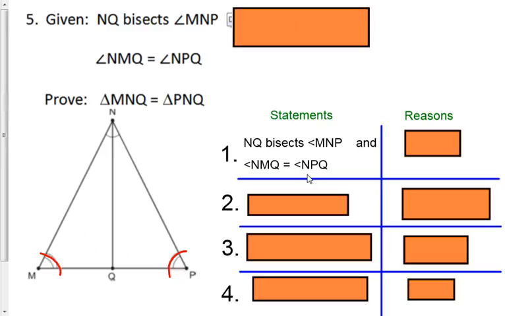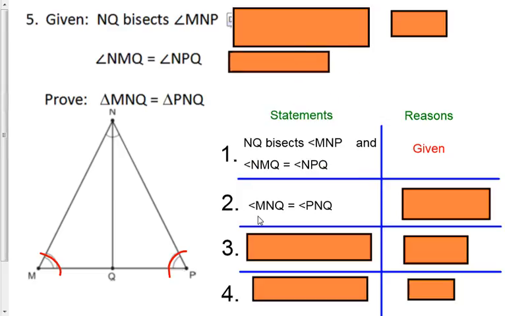Looking at our statements then, we'd have to say NQ bisects angle MNP, and angle NMQ equals angle NPQ. Of course, that was all given, so our reason is just the given. Our second statement, though, we need to say that angle MNQ equals angle PNQ. From here to here to here, so this green angle right here is just as big as this green angle, PNQ.